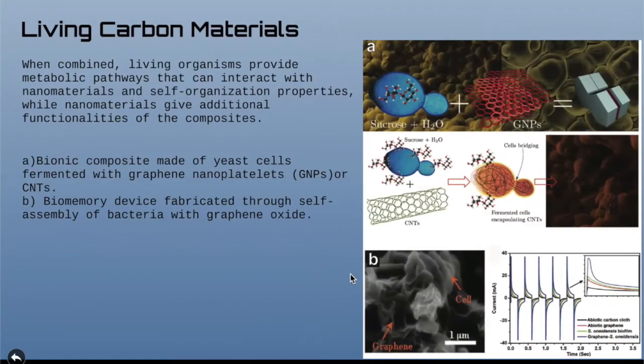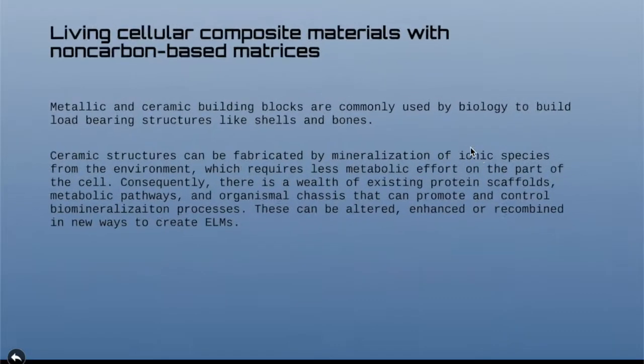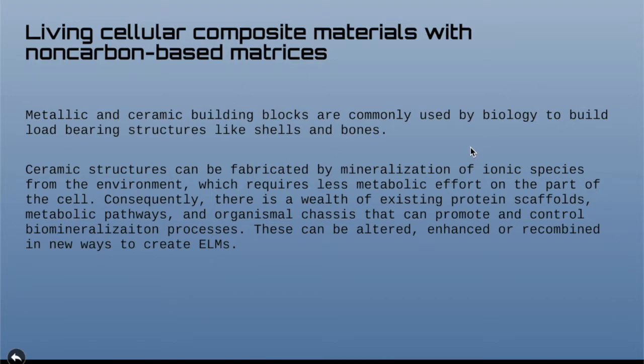And then the other part is the living carbon materials, which is the combination of carbon and living materials. These living materials can provide metabolic pathway, and then the carbon can give additional functionalities. For example, this is the graphene, this is the carbon nanotube, which have a good functionality in terms of mechanical, electrical, and other properties that can be used as an advantage. This is the living carbon materials.